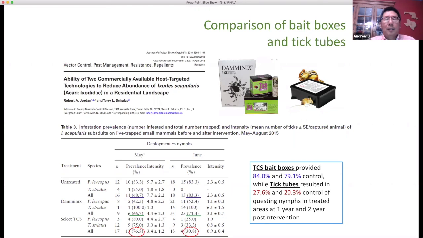Okay, now this result from the New Jersey study I mentioned. Although the tick tube did not show that promising, but bait box demonstrate 80% efficacy in terms of reducing questing tick population. So again, this is consistent with the previous study, demonstrate the effectiveness of the bait box. Next slide, please.